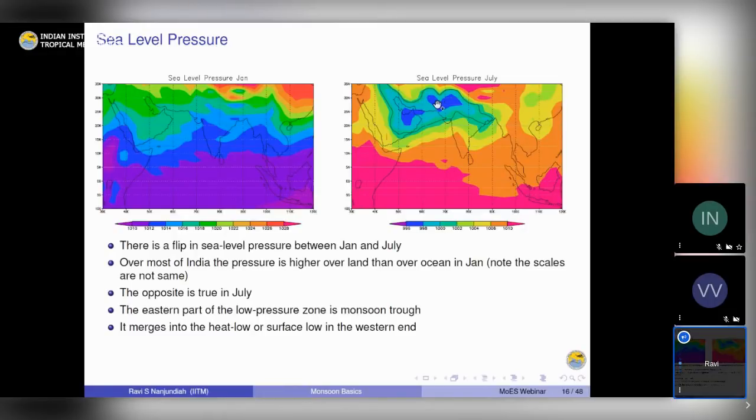That is the advection of moisture and the rainfall, which create this low and sustain it here. That is not happening there. It is purely sustained by high temperatures over this region. That's why we call this the heat low. So one end of the monsoon trough ends in the heat low, the other end dips into the head bay, that is the northern Bay of Bengal.